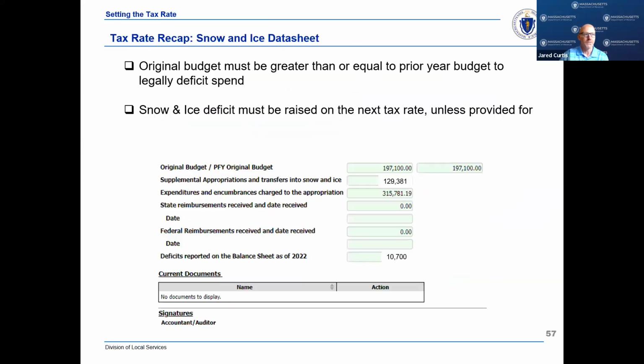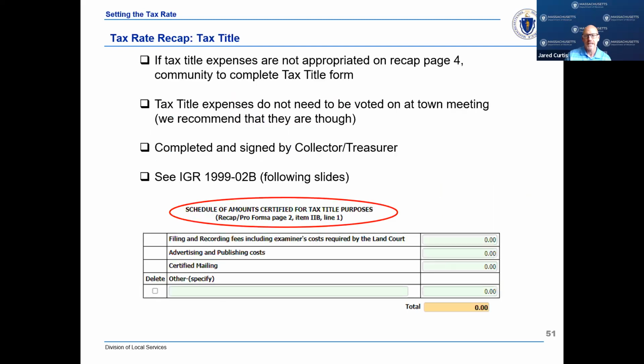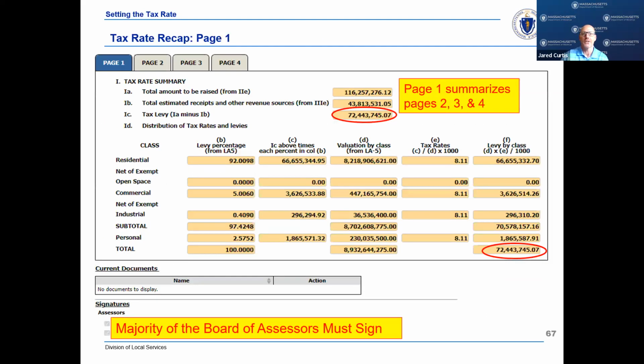And to give you a visual to hopefully help drive this home a little bit, this is a snapshot of page 2 of the tax rate recap. You can see under 2D, the allowance for abatements and exemptions, in this particular case is $430,064.07. So the community is raising that particular amount for their allowance for abatements and exemptions. Now, Tom, if we go to slide 67, which is page 1 of the recap, we'll get an idea of why that particular number may change up or down.